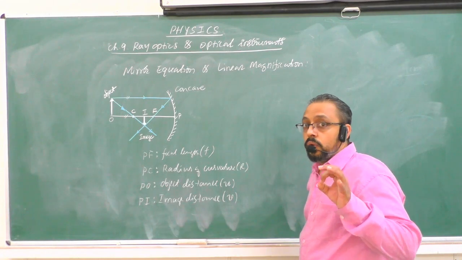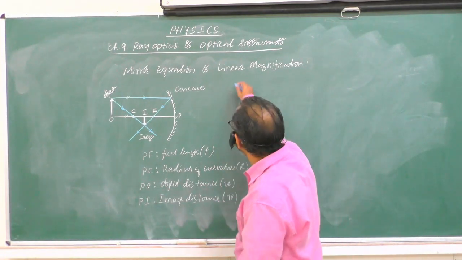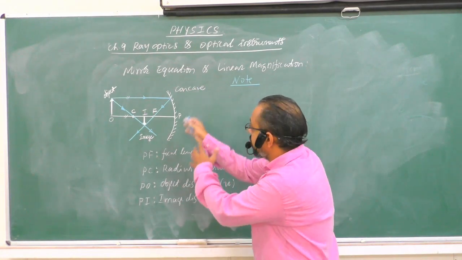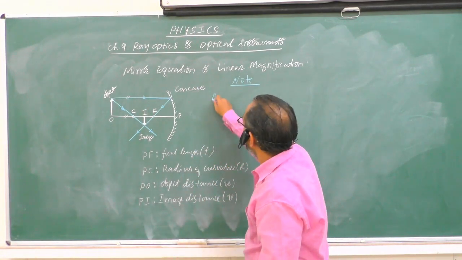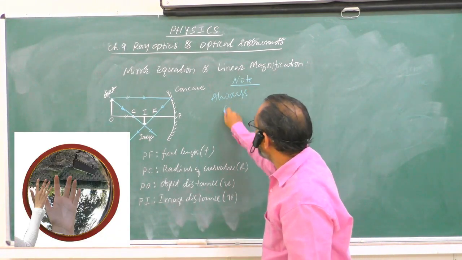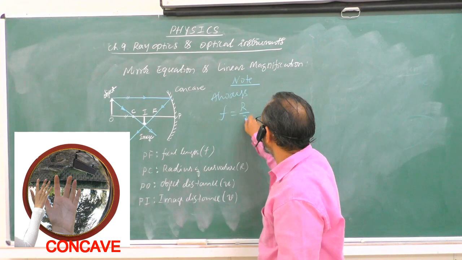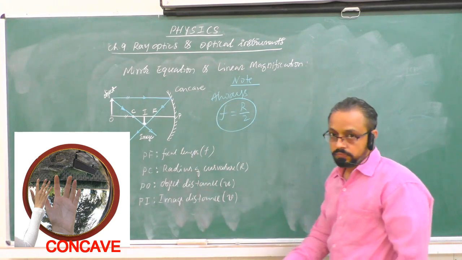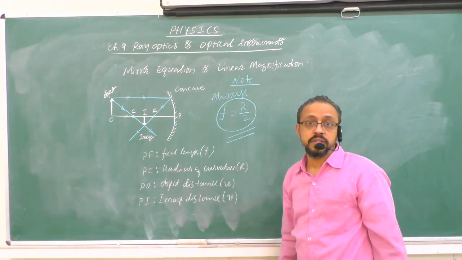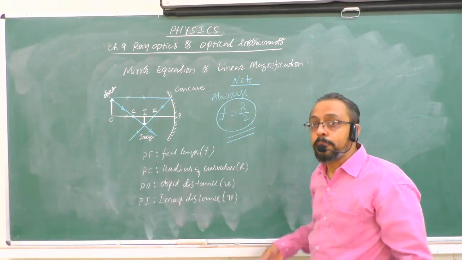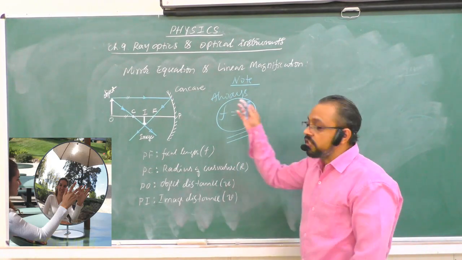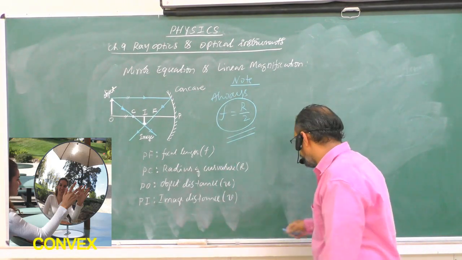One thing you have to note: in such curved mirrors, always, F is equal to R divided by 2. You must remember this equation. There is no need of proving this one, but you must remember F is equal to R by 2 always for spherical mirrors or curved mirrors.